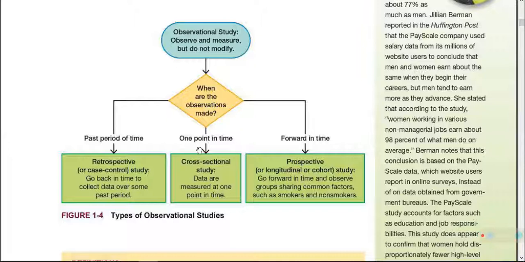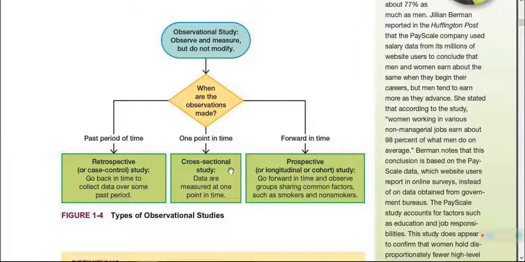One point in time, ito halimbawa balik tayo sa retrospective. May span siya, for example, from 2005 to 2021, yung ganun. In the past, pero over a certain period. So, may interval. Dito naman sa cross-sectional study, one point in time lang. Data are measured at one point in time. So, isa lang. Wala siyang range, wala siyang interval.